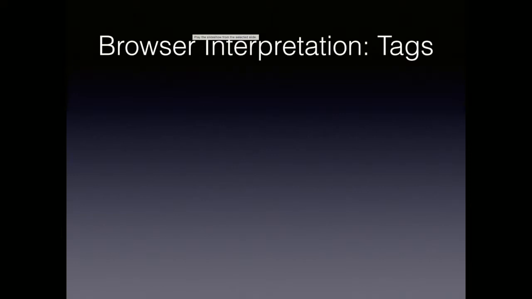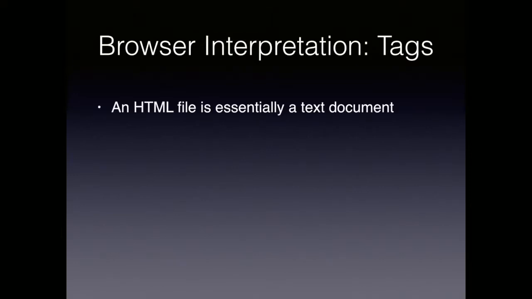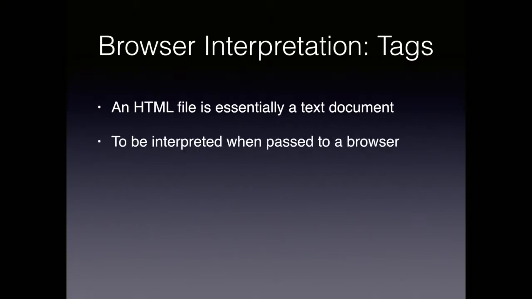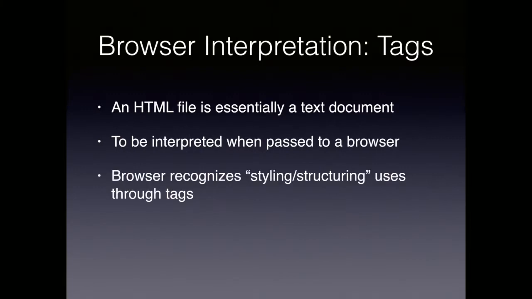Now we're going to take a look at how the browser interprets the HTML. An HTML file is essentially a text document that you would create the same way that you would create any other text document. This is to be interpreted when passed into a browser, and the browser recognizes these styling and structuring uses through tags.